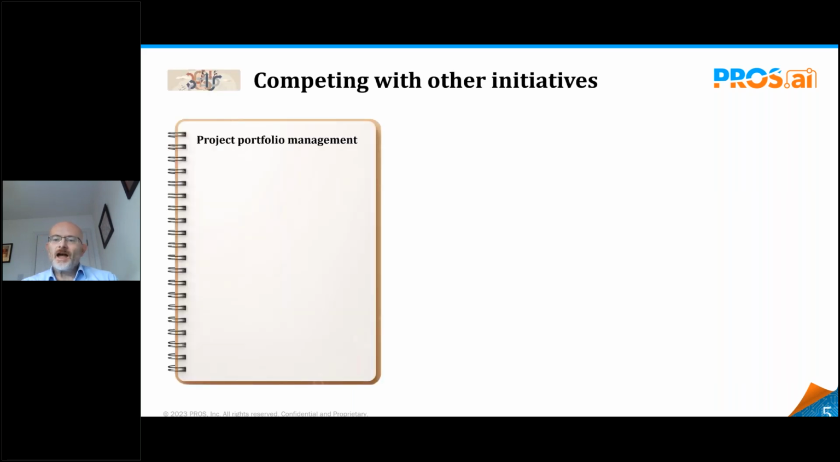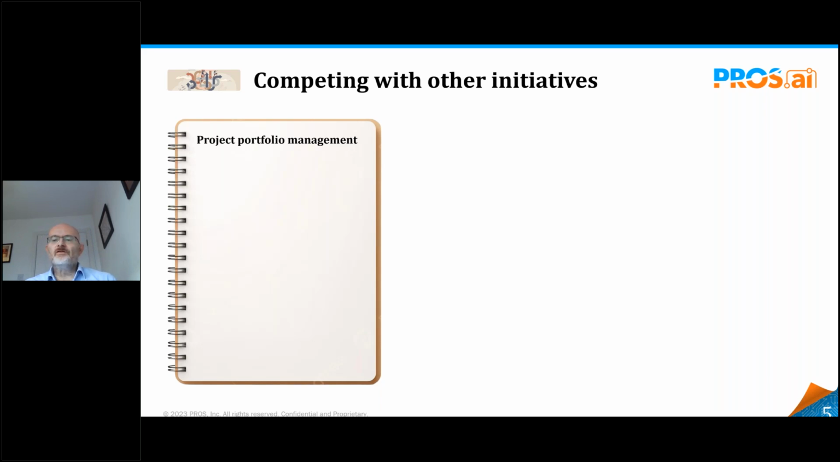So let's start with how do we get our projects onto the corporate agenda? Because obviously if we can't do that, then the rest of it isn't really relevant anyway. So most companies have finite resources. They've got a limited number of people, a limited budget, even a limited capacity for the amount of change that they can undertake at any one moment in time.